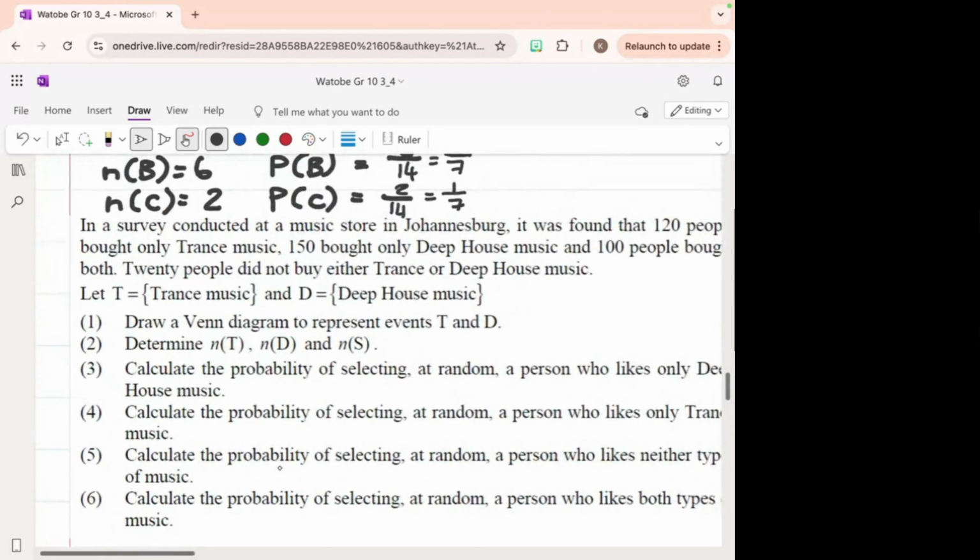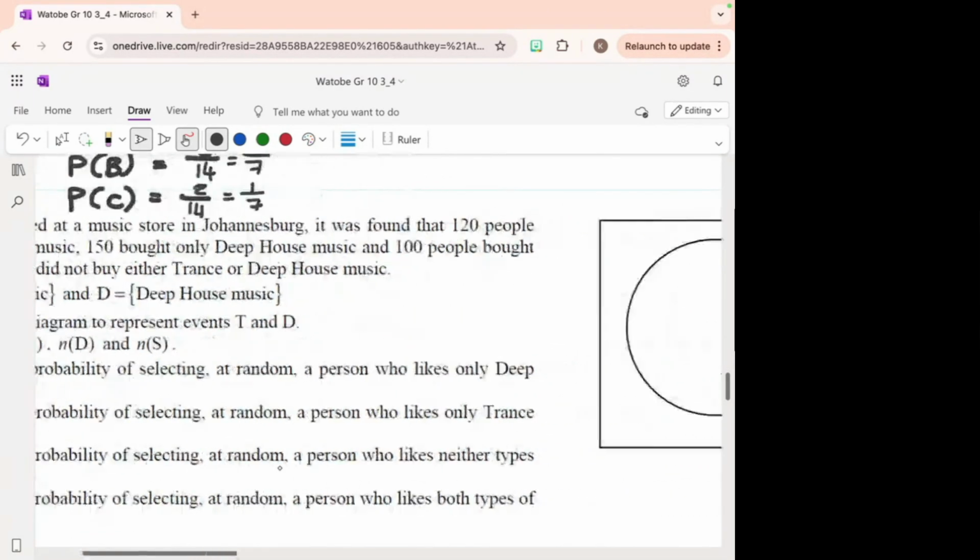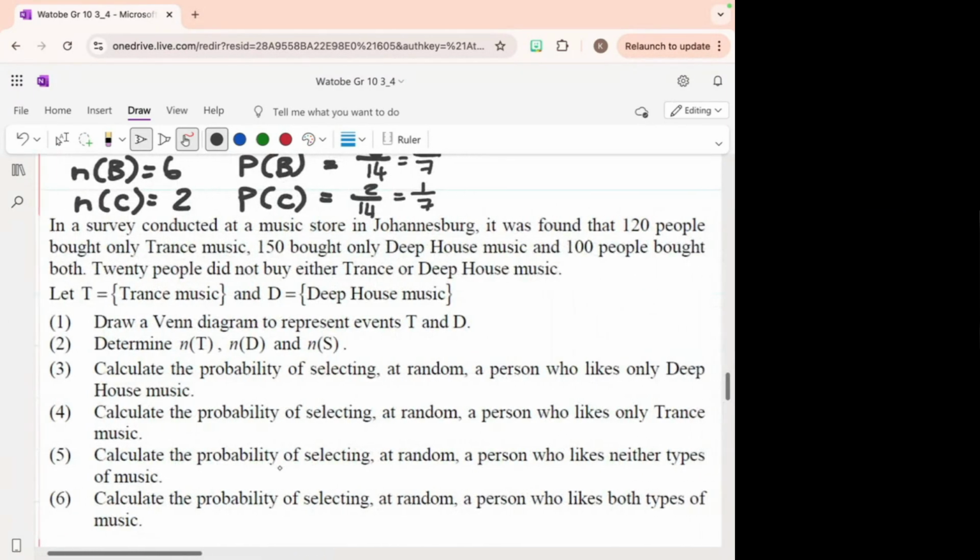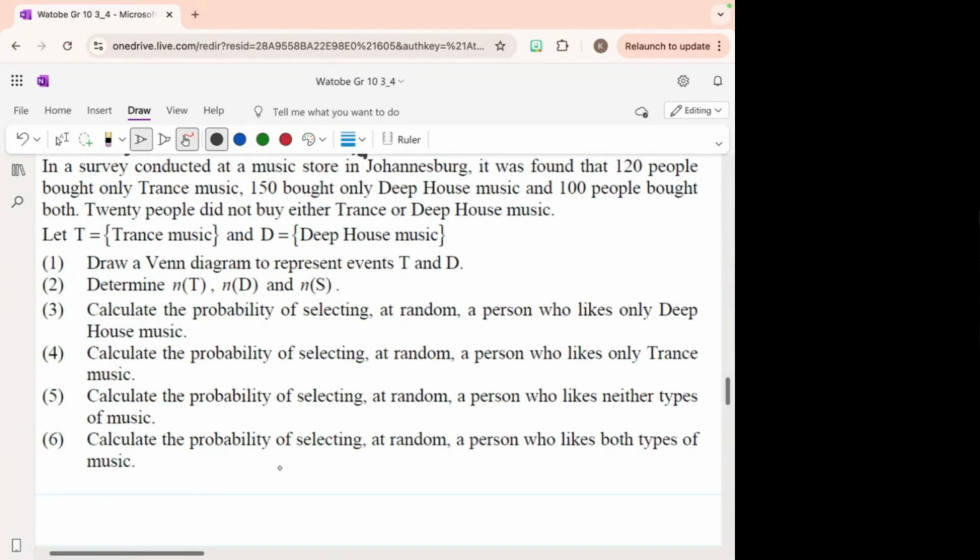Let's get into more practice of actually drawing these Venn diagrams. I'm going to see if Teacher Cat gave us another Venn one. All right. In a survey conducted at a music store in Joburg, it was found that 120 people bought only trance music, 150 people bought only deep house music, and 100 people bought both. 20 people did not buy either trance or deep house music. Let T equal trance music and D equal deep house music. Number 1, draw a Venn diagram.